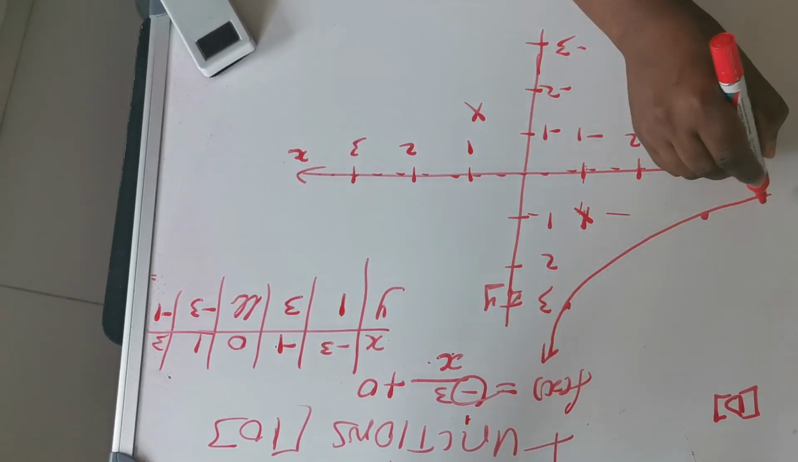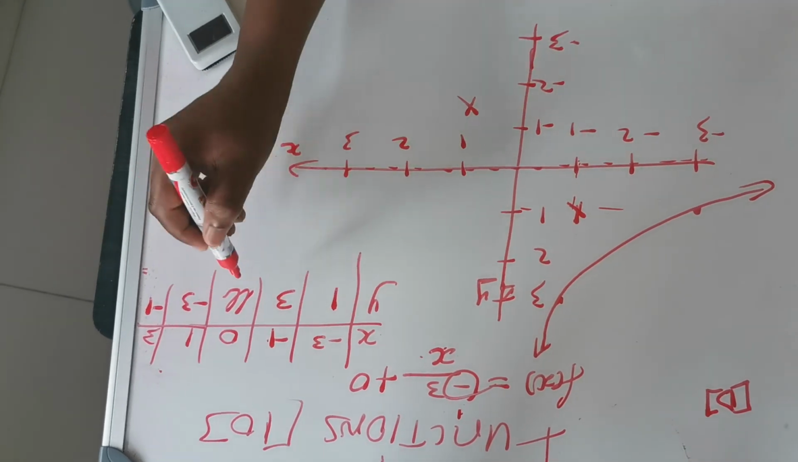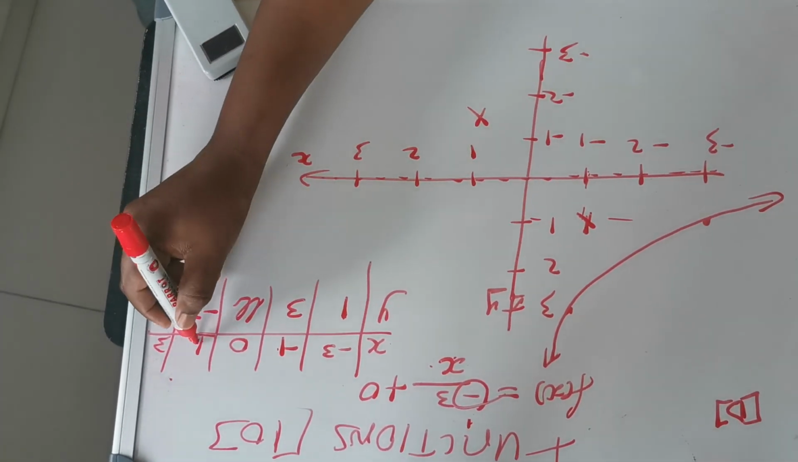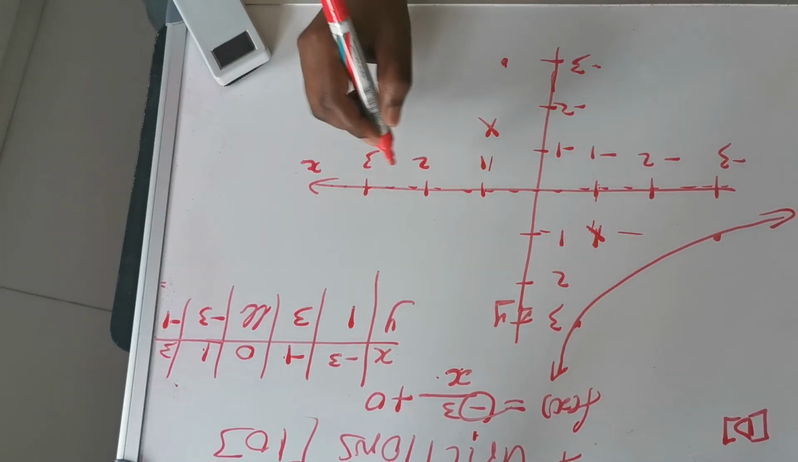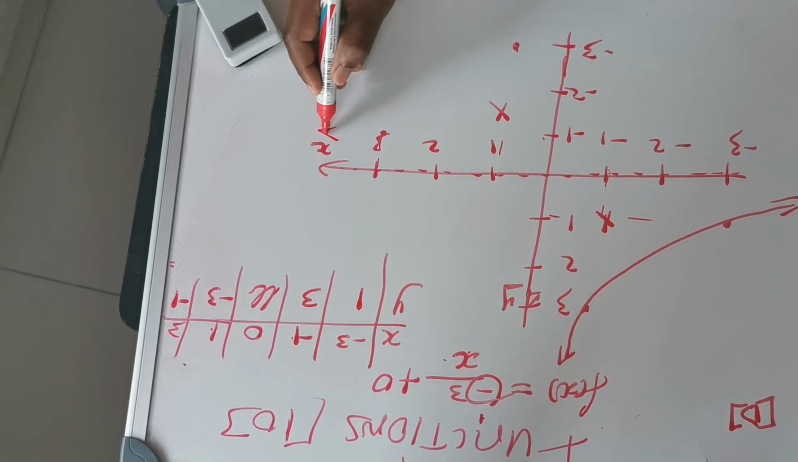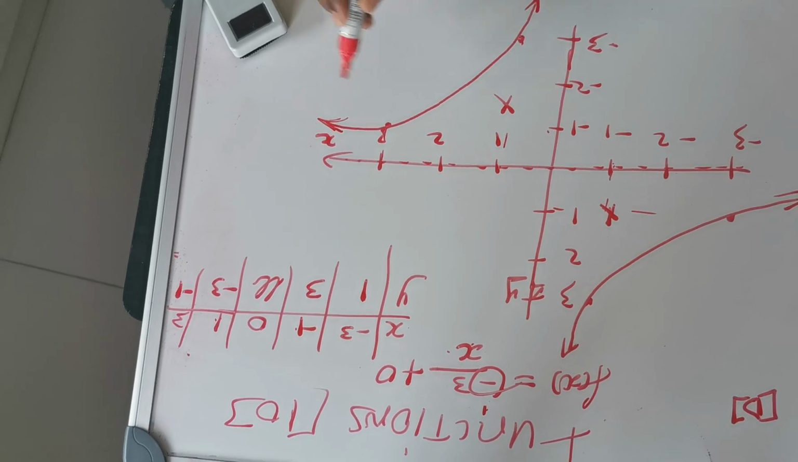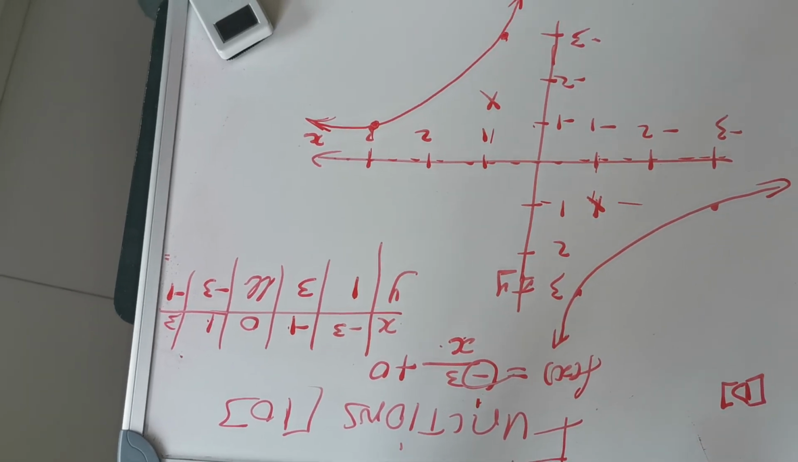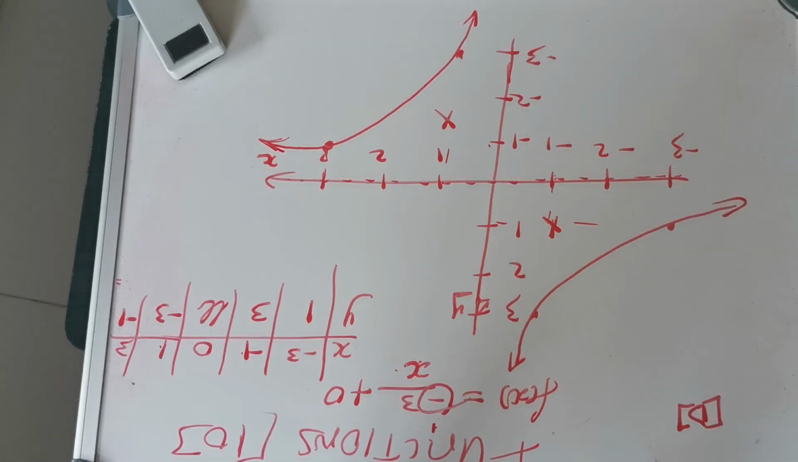So this will give us something like this. Right. 0 and undefined, let's forget about that one. 1 and negative 3, here is your negative 3. And 3 and negative 1, this is 3, here is negative 1. So this would be something like this. So that is what we call a hyperbolic function. Let's stop there for today.